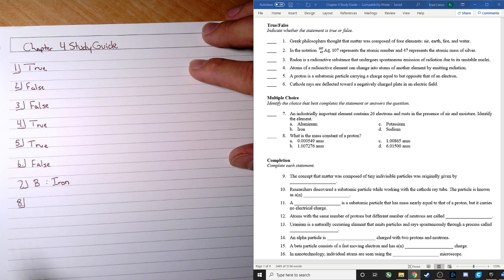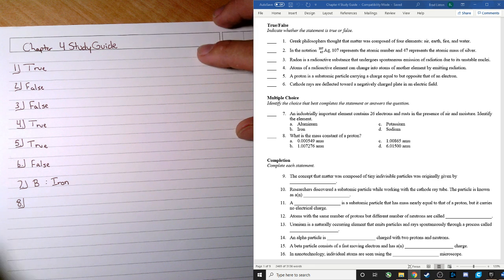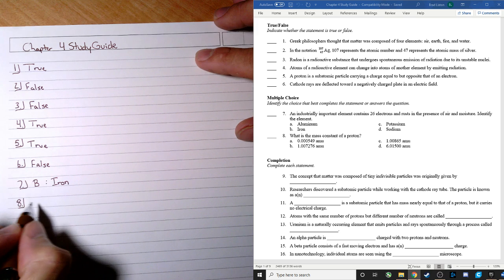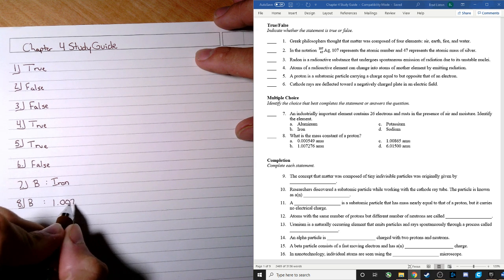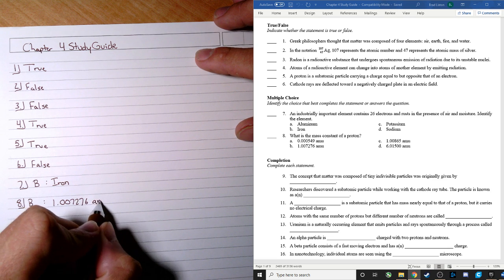All right, number 8. What is the mass constant of a proton? Mass constant of a proton is B, 1.007. Then obviously 276 AMUs.